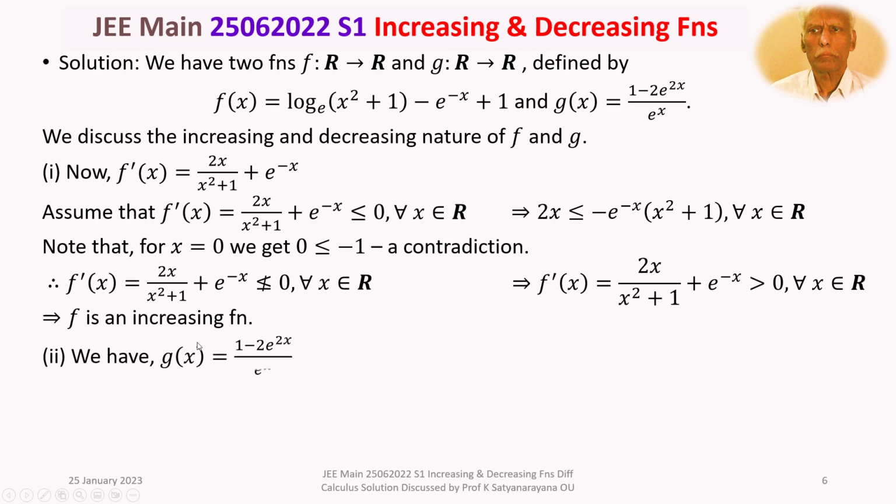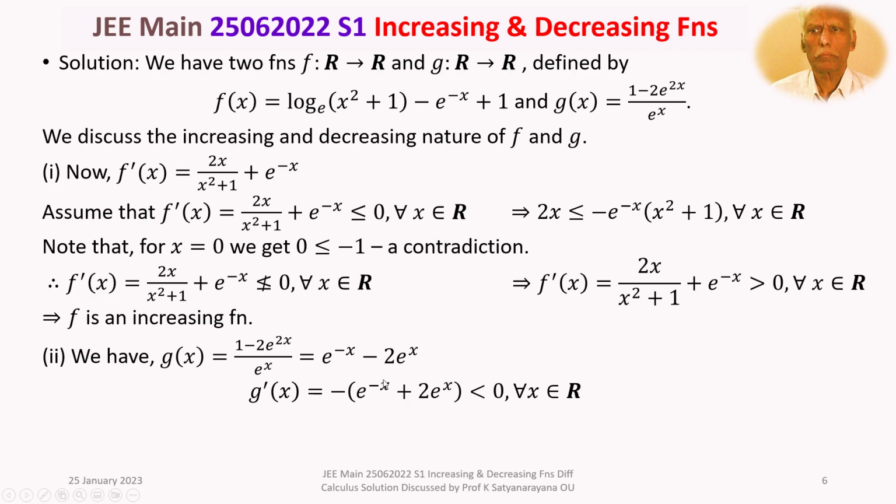Second, we have g of x is equal to 1 minus 2 into e power 2x by e power x. That is, 1 by e power x is e power minus x, minus 2 into e power 2x by e power x will be minus 2 e power x. Now take the derivative. So g prime x is equal to e power minus x derivative is minus e power minus x. And the derivative of 2 e to the power of x is 2 e to the power of x with a minus sign. So the minus is common. Minus into e power minus x plus 2 e power x.